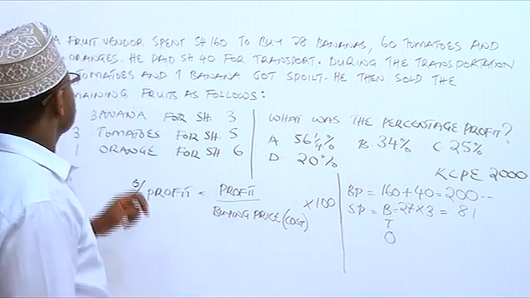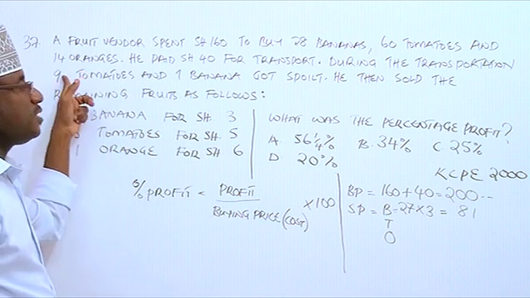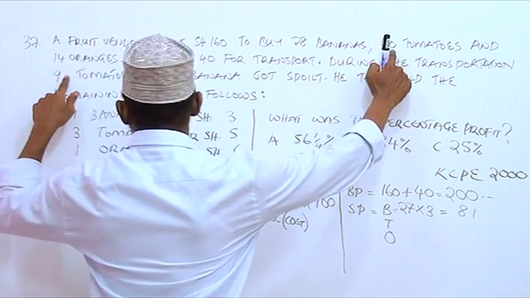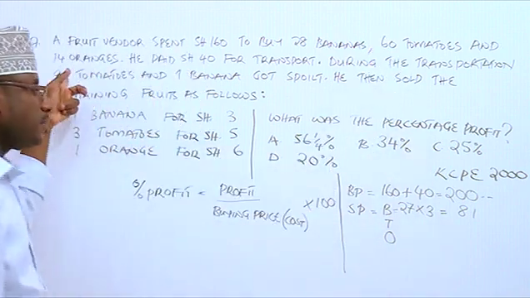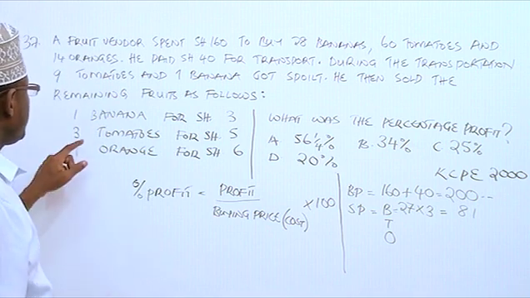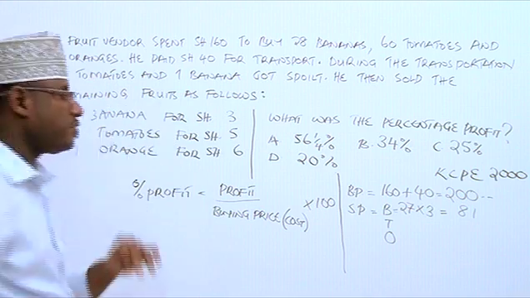Now what about the tomatoes? But we are told 9 tomatoes got spoiled while being transported. So how many tomatoes remained? 60 tomatoes minus 9 will give us 51 tomatoes remained. So at how much was he selling the tomatoes? 3 tomatoes for 5 shillings.